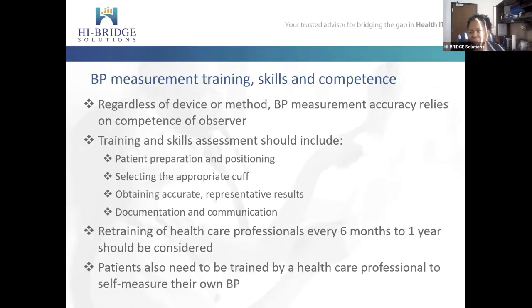Okay, so here is blood pressure measurement training, skills and competence. Regardless of the device or method, blood pressure accuracy relies on the competence of the observer, the person that's taking the blood pressure. Training and skills assessment should include patient preparation and positioning, just some of those that we mentioned on the previous slide, selecting the appropriate cuff, obtaining accurate and representative results, documentation and communication. And so I'm gonna share a little video that we got off the AMA also about self-monitoring and doing your blood pressure at home.